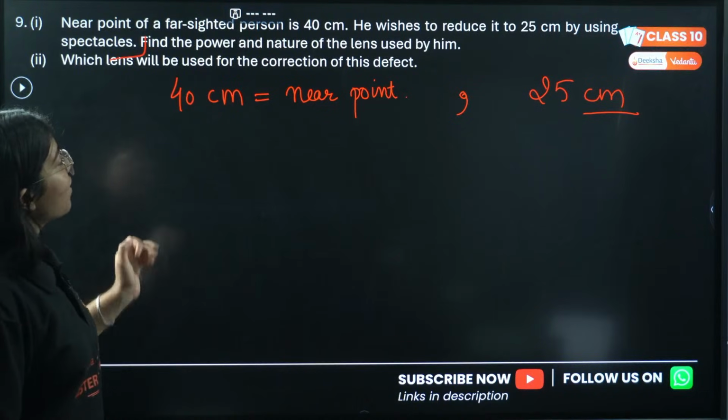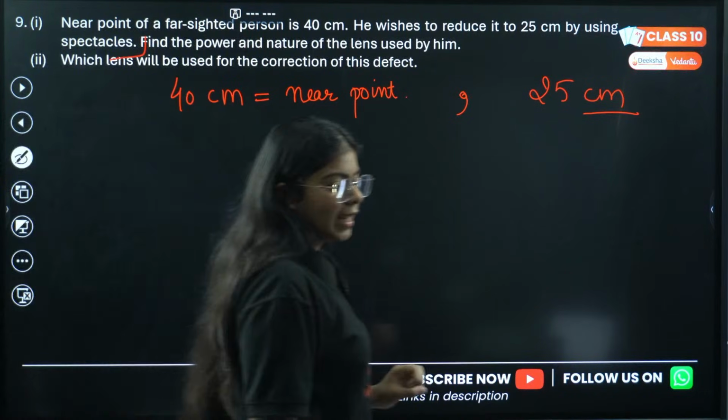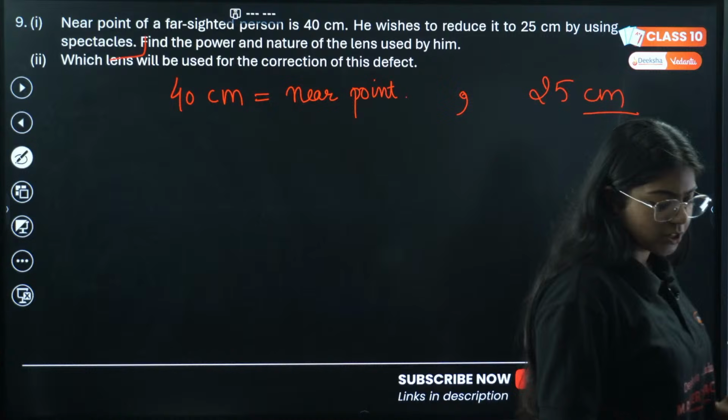Can you tell me the power and nature of the lens used by this person?